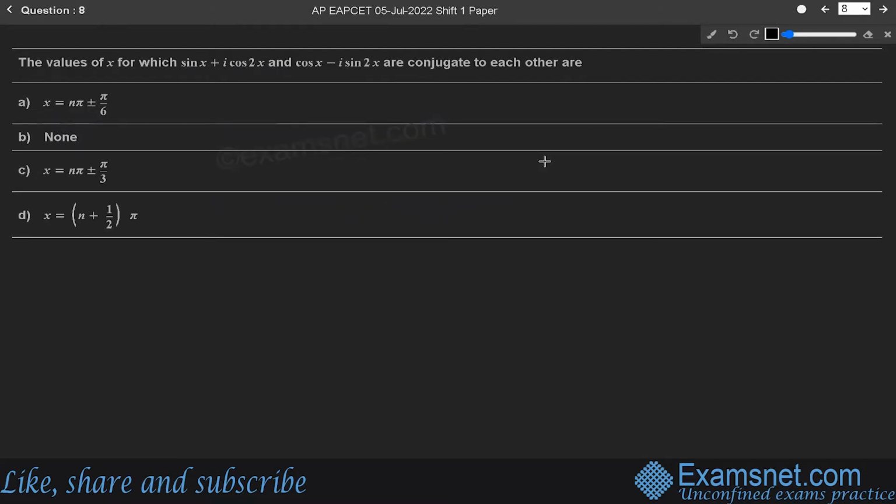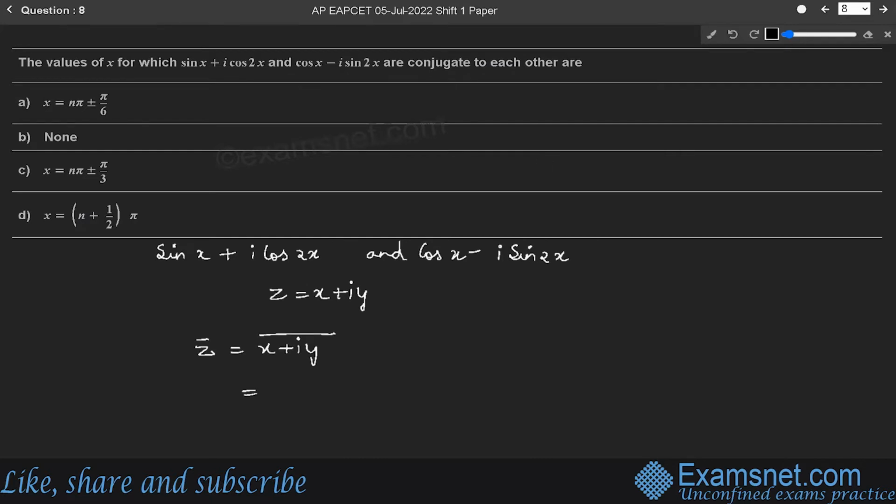Next question: the values of x for which sin x plus i cos 2x and cos x minus i sin 2x are conjugate to each other are. Again, the question is from complex numbers. We know that z is equal to x plus iy. So z conjugate will be x minus iy.